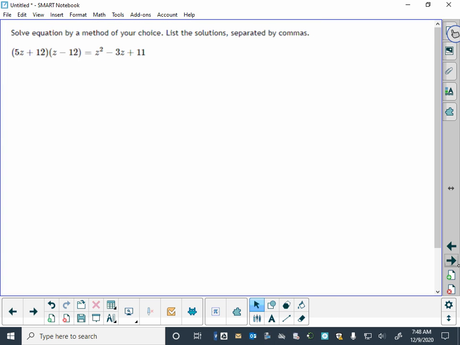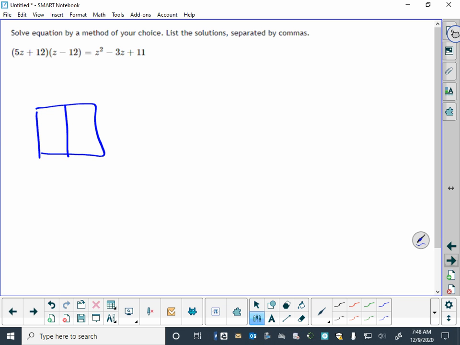Okay. Finally, this one looks like I've got one quadratic in factored form equal to another quadratic in standard form, but I have to make this look like a single quadratic. So that's going to start by, first of all, multiplying this business out on the left. So I've got 5z plus 12 and a z minus 12. That's going to be a 5z squared, plus 12z minus 60z minus 144.